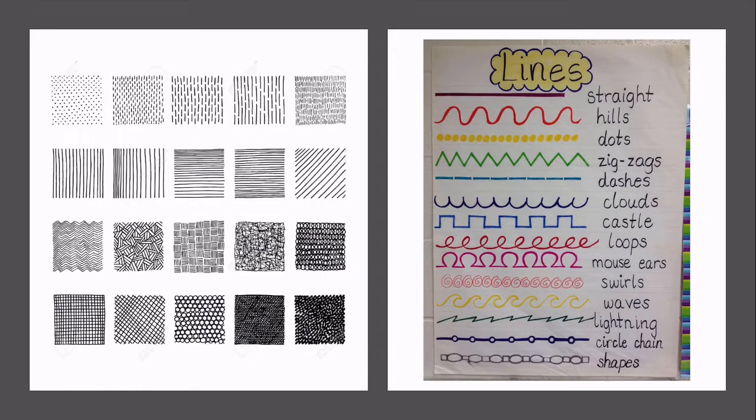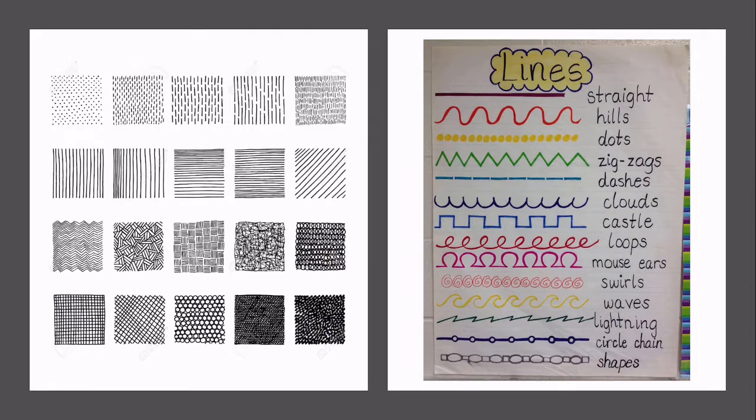What is a line then? I know we asked this last week. Can anyone remember? A line is a mark made on a surface that joins different points together. So these are some examples of unusual lines that we can create when we draw.